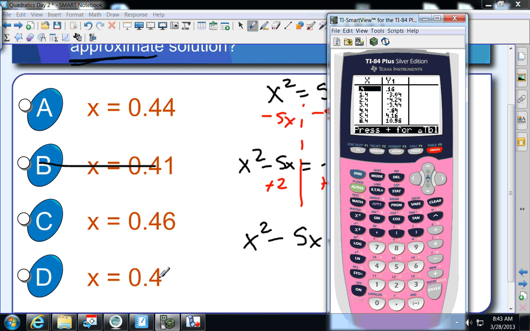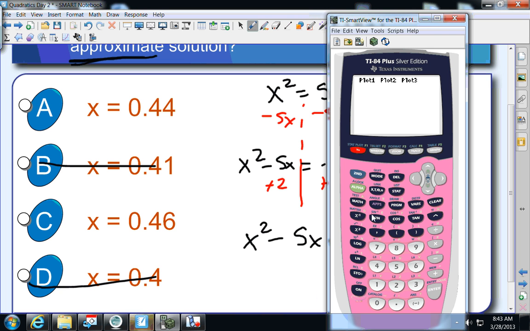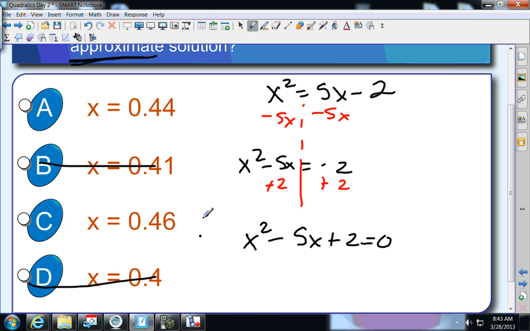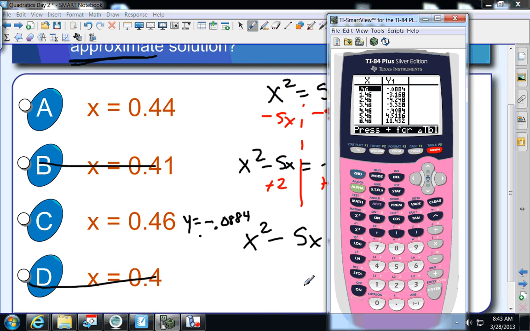They're not making this very friendly for us, are they? So let's try this again. Let's go to 0.46. Second window, 0.46. Second graph. That says 0.0884. All right, so y would be 0.0884. I think that's what I wrote. Am I seeing it right? Yep. Okay, so that'd be that one.